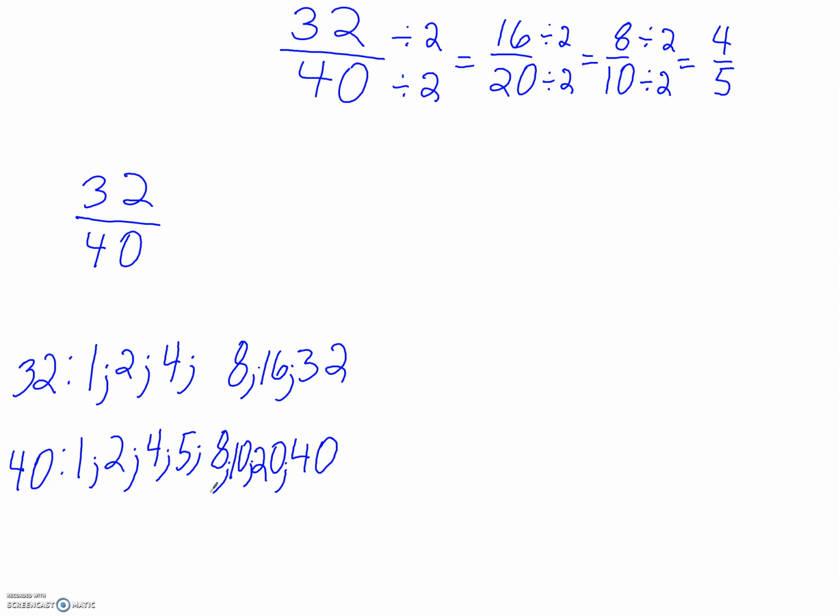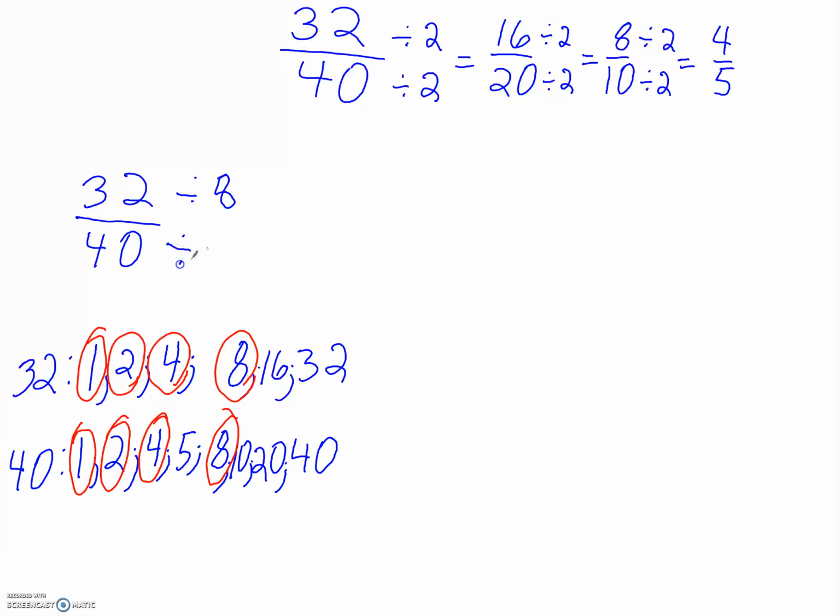So then we look, and I have them circle all of the factors they have in common. So we have 1s in common, 2s in common, 4s in common, and 8s in common. So then we have to see which factor they have in common that's the greatest. And if you look at the number 8, we're going to divide our numerator and our denominator by 8, and we'll get 32 divided by 8 is 4, 40 divided by 8 is 5, and we got our simplest form in one step.